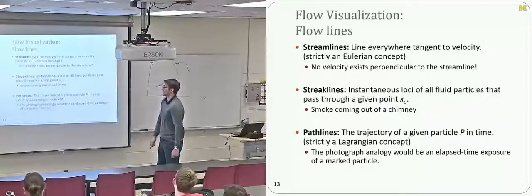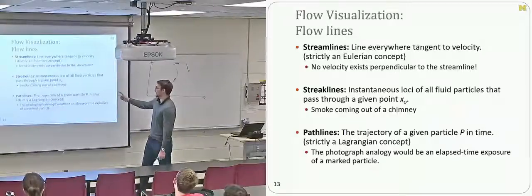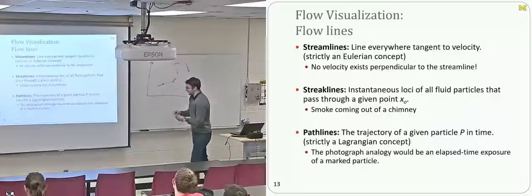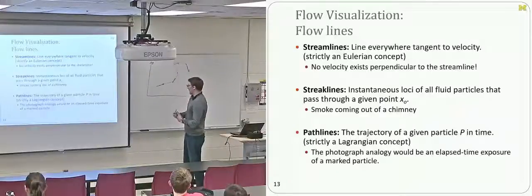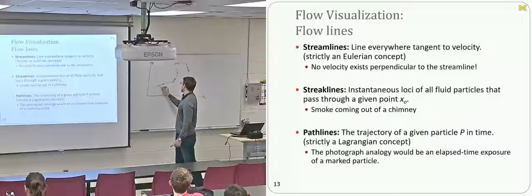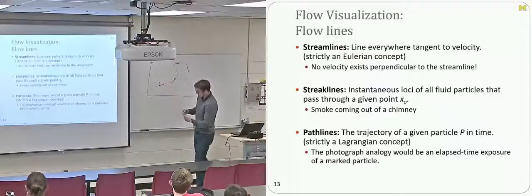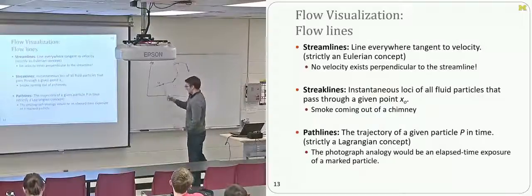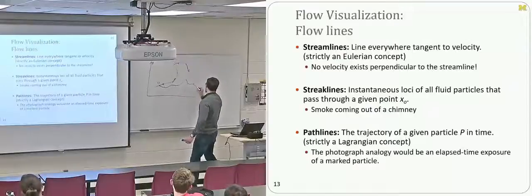Streaklines, on the other hand, are the instantaneous locus, or all the points connected together, that once passed through a given point in this Cartesian grid. So if the flow isn't steady, for example if the velocities are changing and waving all around with time, then the particles that pass through here, one ends up over here, one over here, one here. If you trace back, these are all the particles that passed through this original x naught. And so the resulting streakline would look like this.